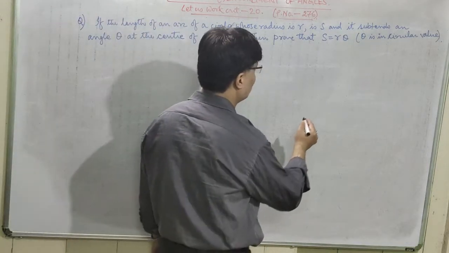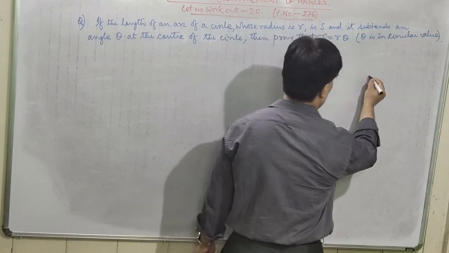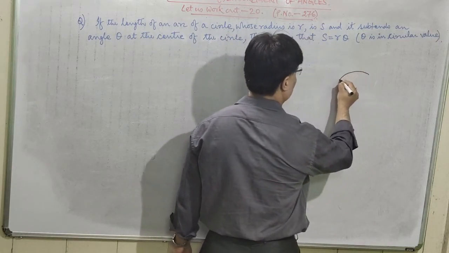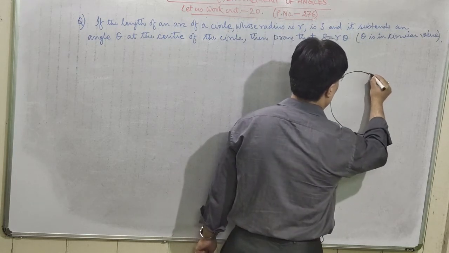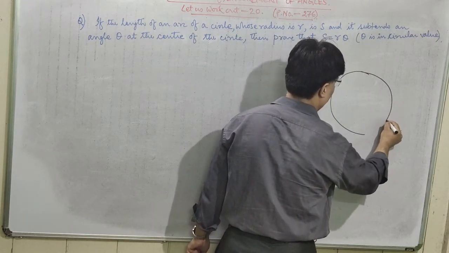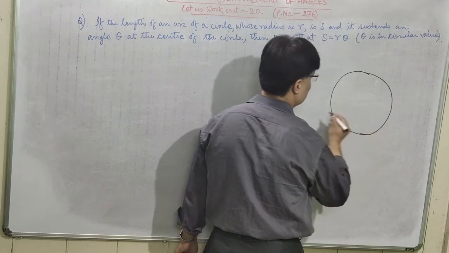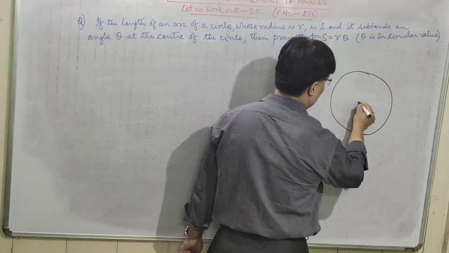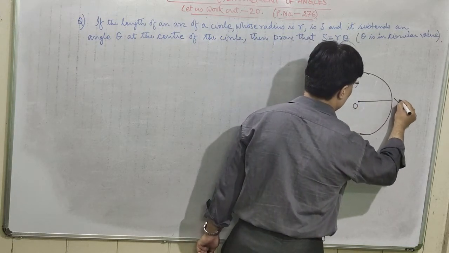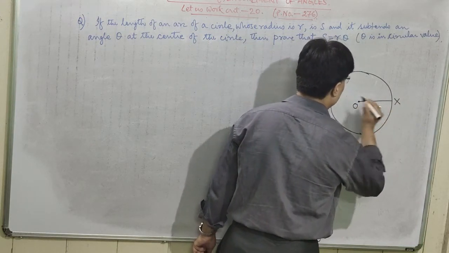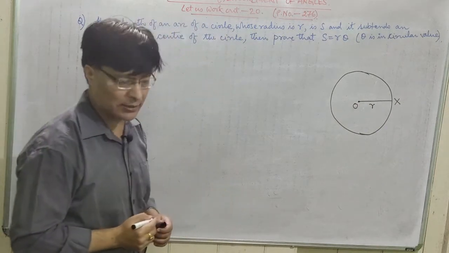So let us draw the figure out here. Let us draw a circle here. Suppose this is a circle. So the center of the circle is O, and suppose this is the radius of the circle. What is the radius of the circle? This is r.